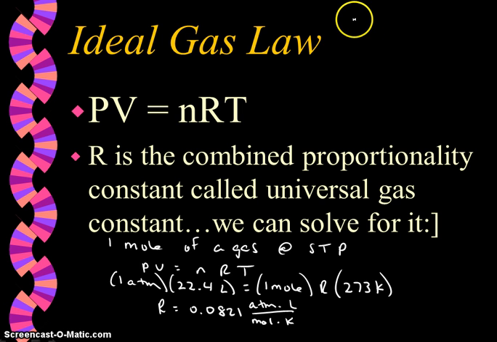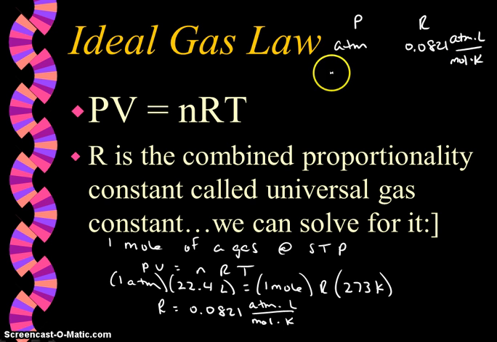So we'll make a little table up here. Let's put the pressure units and the R value. If the pressure units are in atm, we just solved for R. So 0.0821 atm liter per mole Kelvin.